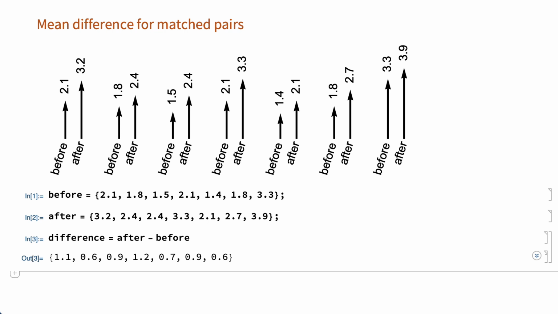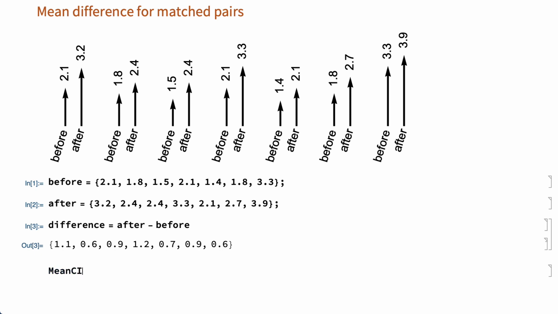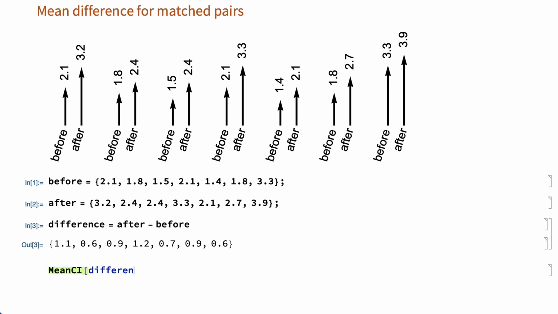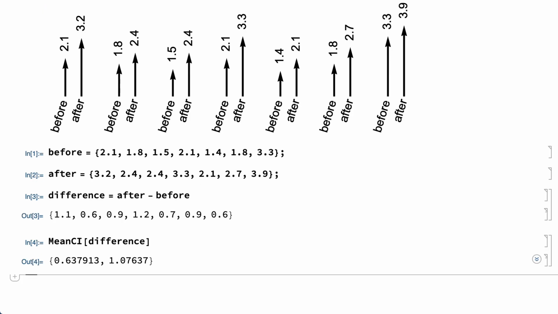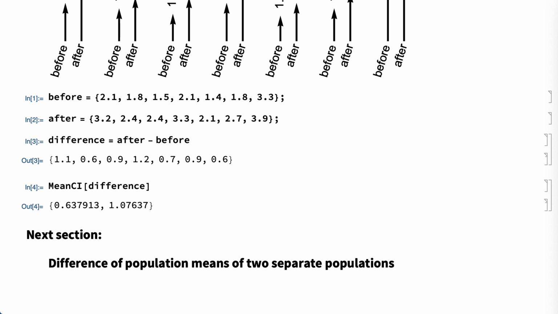A confidence interval for the mean of the population of differences can be computed as before using the mean CI function with that list of differences. So the confidence interval for the mean difference for matched pairs is computed just like a confidence interval for the mean of a single population. Confidence intervals for the difference between the means of two separate populations are a bit more complicated and will be covered in the next section.